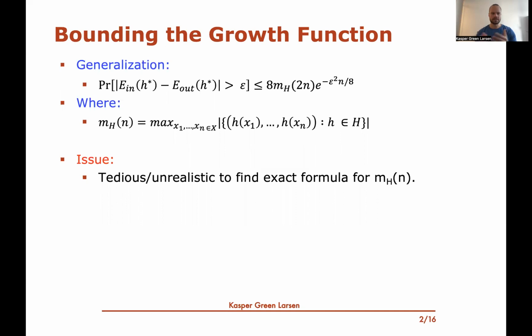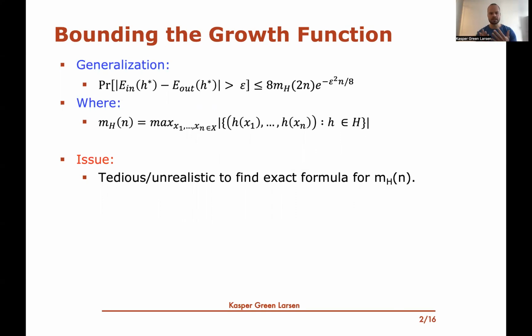The growth function was defined as this m sub h of n. It's the maximum over all n-sized sets of training examples of the number of different dichotomies, so the number of distinct ways that the hypothesis set h can label these n points.